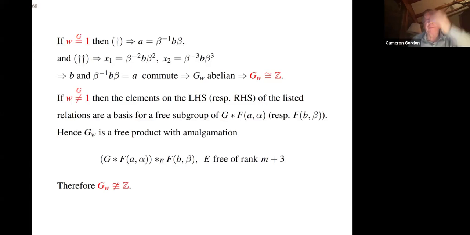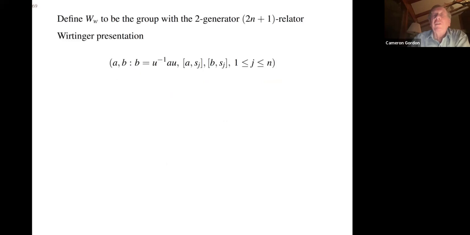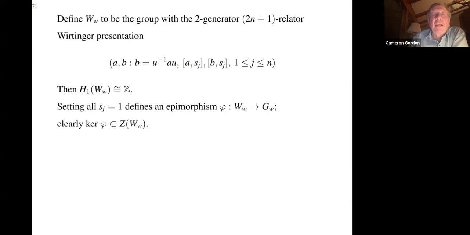But now G sub W, that's not a Wirtinger presentation. So now we just have to move to a Wirtinger presentation. And that's very easy. We just take the same presentation, except instead of killing the S sub J's, we just make them central. So we just say that they commute with A and B. And now we've got two generators and 2N plus 1 relations. And that was what I was claiming. And again, you can easily see that the first homology is Z.